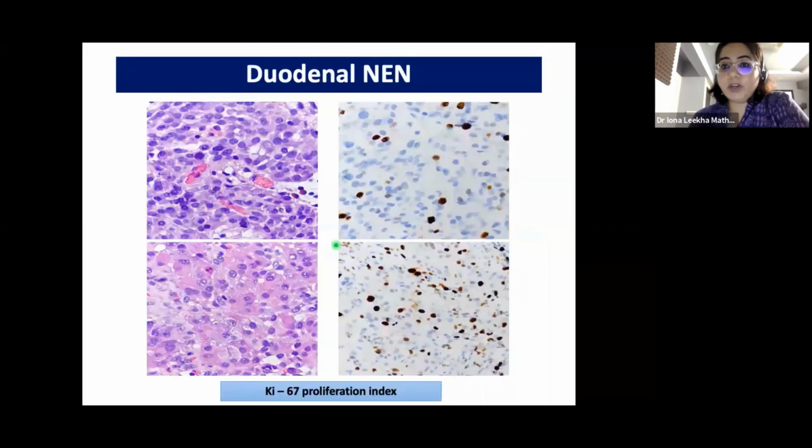And this is the MIB1 proliferation index, where you can see these brown nuclei. The Ki67 stains the nuclei. So we have to do a count of 100 up to 500 cells, which is the recommendation, to assess the proper MIB1 proliferation index.